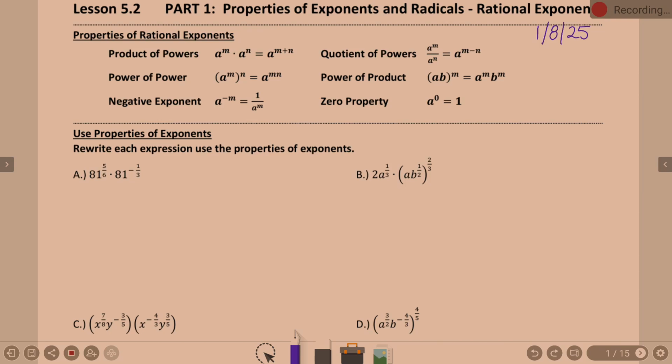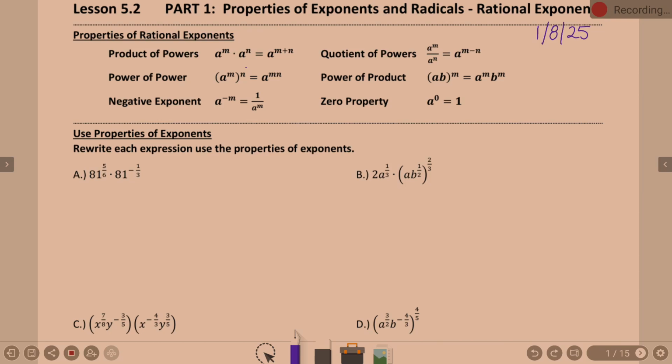Product of powers. When you're multiplying two pieces and there's exponents involved, as long as the base is the same, what's the shortcut? You keep the base and you add the exponents. On the flip side of that, what about a quotient? If you're dividing and the bases are the same, you keep the base and you subtract. Those should sound familiar.